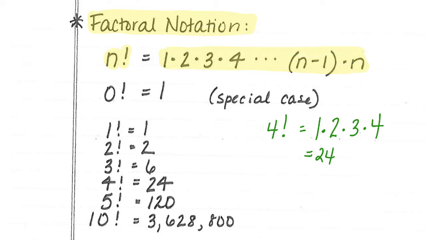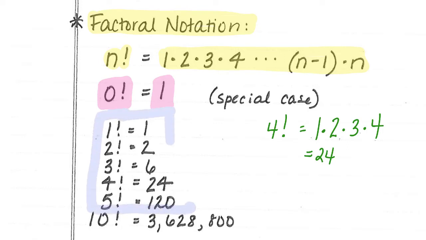Now, there is a special case. 0 factorial is not equal to 0. It is equal to 1. Please take note of that. Anything to the 0 power is 1. 0 factorial is also 1. You will need to have a couple of these factorials memorized. You will need 1 through 5 memorized.